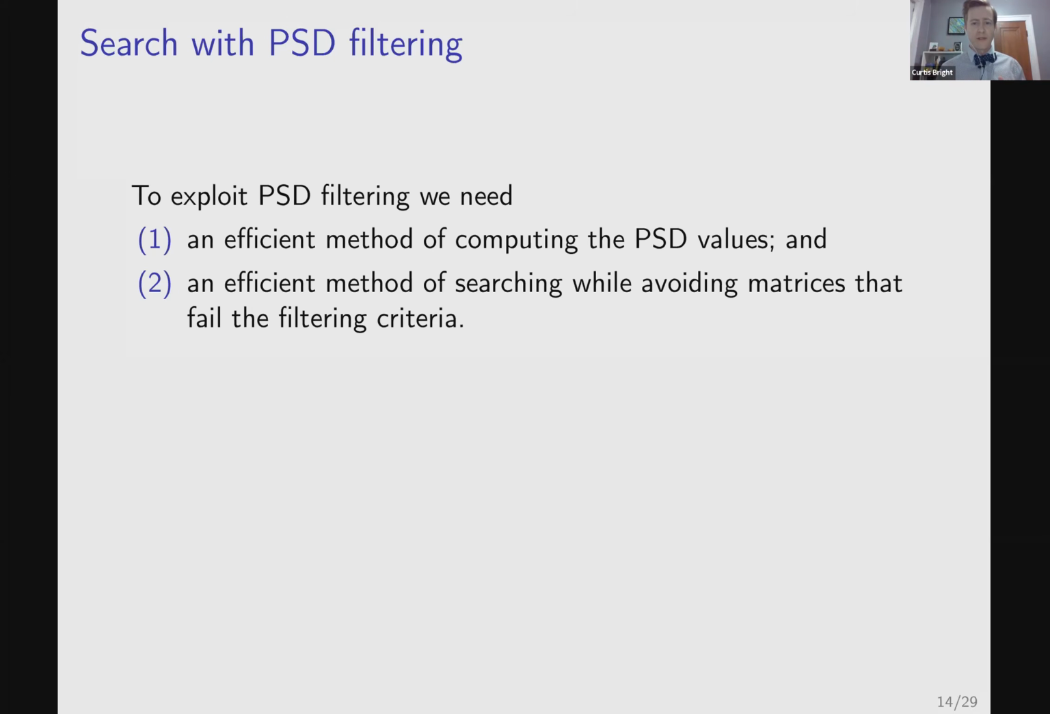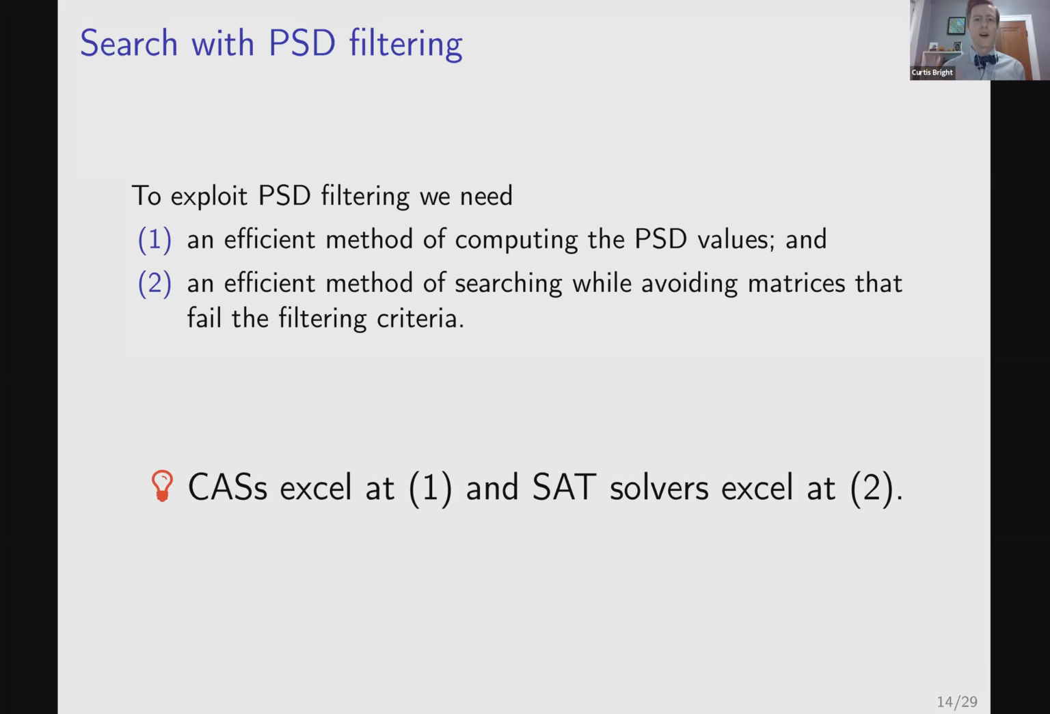If we were going to use the PSD filtering, which is going to be a very powerful method of reducing the search space, we need two things. First, we need a way of computing the PSD values, of course. And secondly, we need a way of avoiding matrices which fail the condition. We only want to look for matrices which pass the PSD test. And this is exactly why SAT plus CAS is so great, because CASs have been designed and engineered very, very effectively to compute things like PSD values, right? There's an algorithm known as the fast Fourier transform. You can use it to compute the PSD values very, very fast.